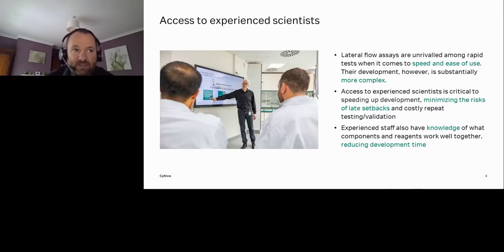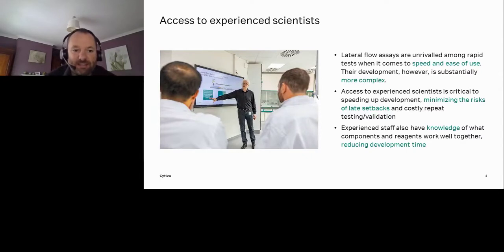The third point is that experienced staff also have knowledge of what works. And that can be quite key because when you're developing a new platform, you have to start from complete scratch, but you might have a scientist who knows what detection particles work well with what membranes and what pads, for example, and it can significantly reduce your development time as a result. So all of these are key to making sure that you're getting through your development process as smoothly as possible.